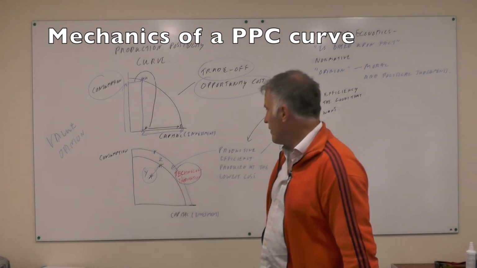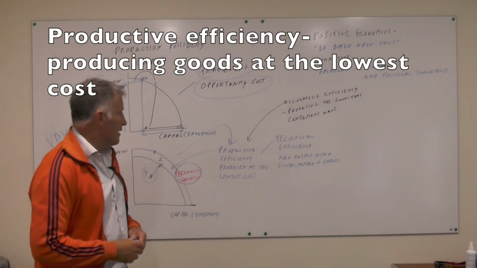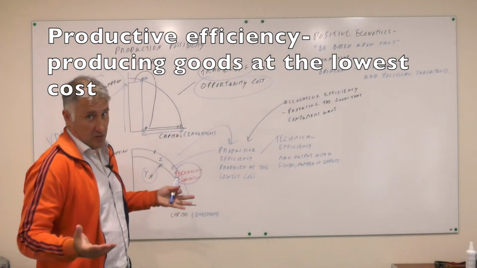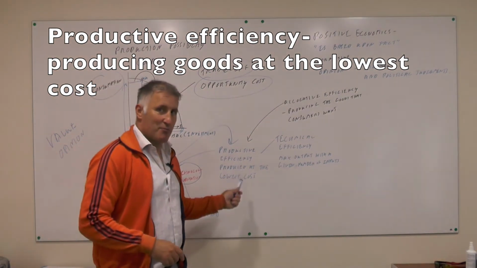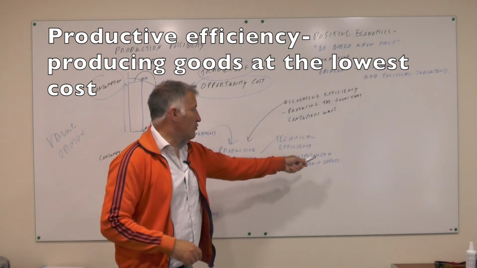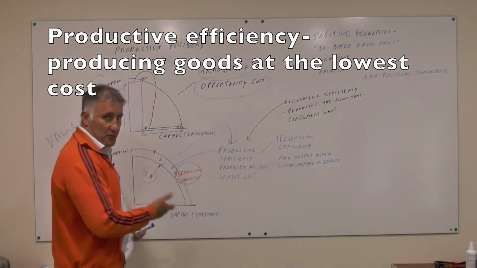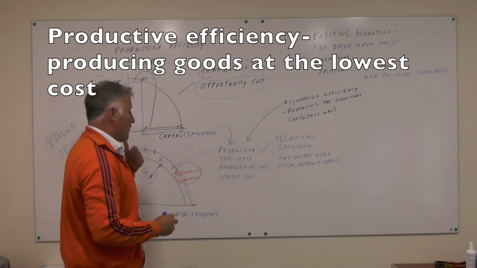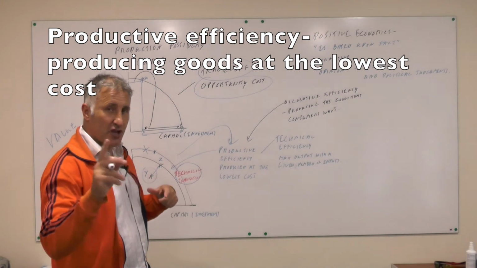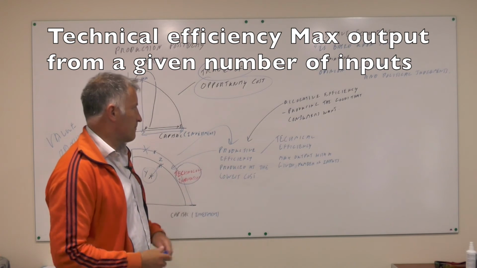Now, if we're on that curve, that is called the point of productive efficiency. What does that mean? That means that we're producing the goods at the lowest cost. Okay, that's the definition of it. But to be productively efficient, you've also got to be technically efficient, which is getting the maximum output from a given number of inputs. So when we're on this curve, they often say, okay, you get a multiple choice question, we're on here, so therefore we know that we're productively efficient because we're producing the goods at the lowest cost, but also we must be technically efficient as well because we're getting maximum output from the given number of inputs.